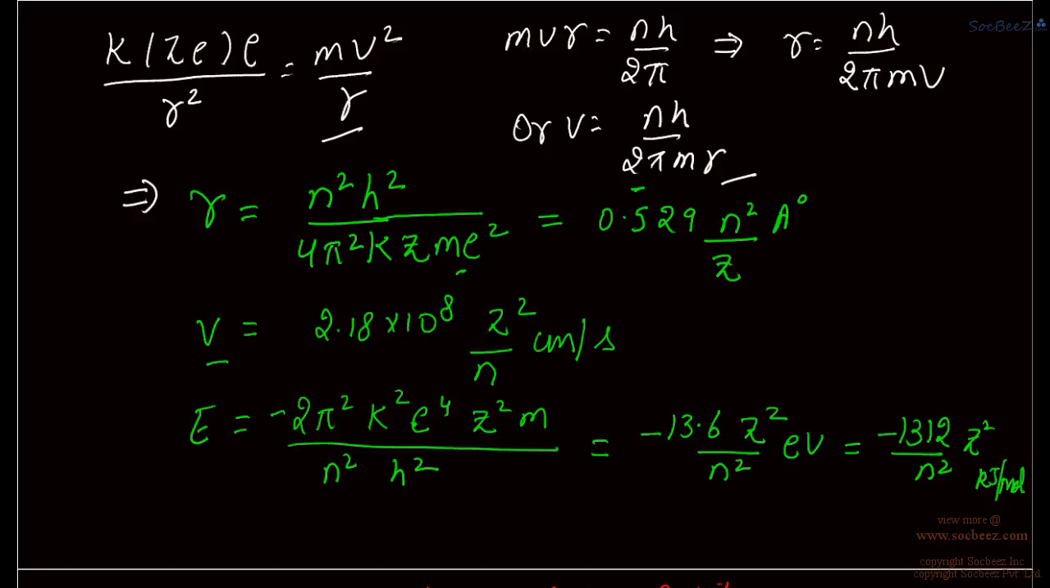Okay. So from here we can say that r is directly proportional to n²/Z, v is directly proportional to Z/n, and E is directly proportional to Z²/n². These proportionality terms are very important while calculating or comparing the parameters of two or more species.